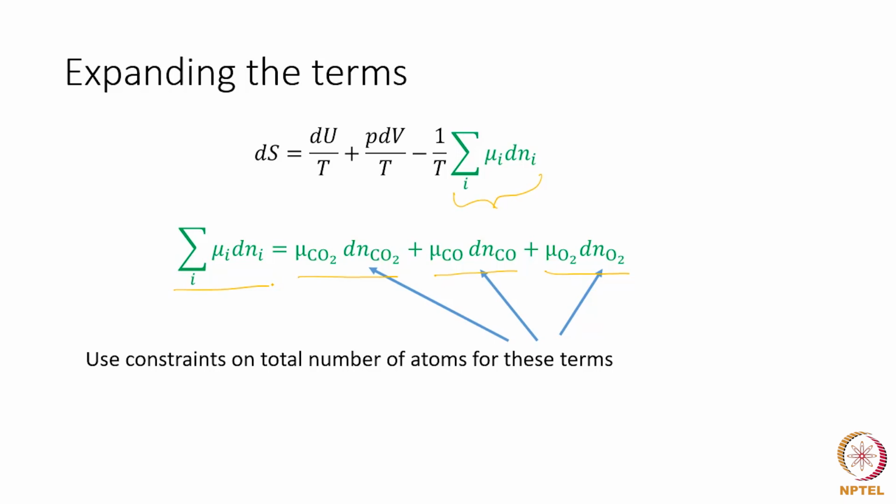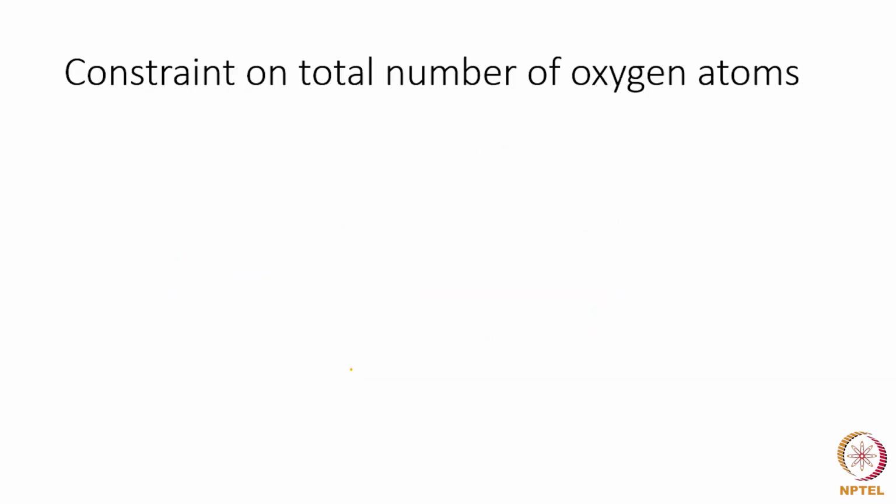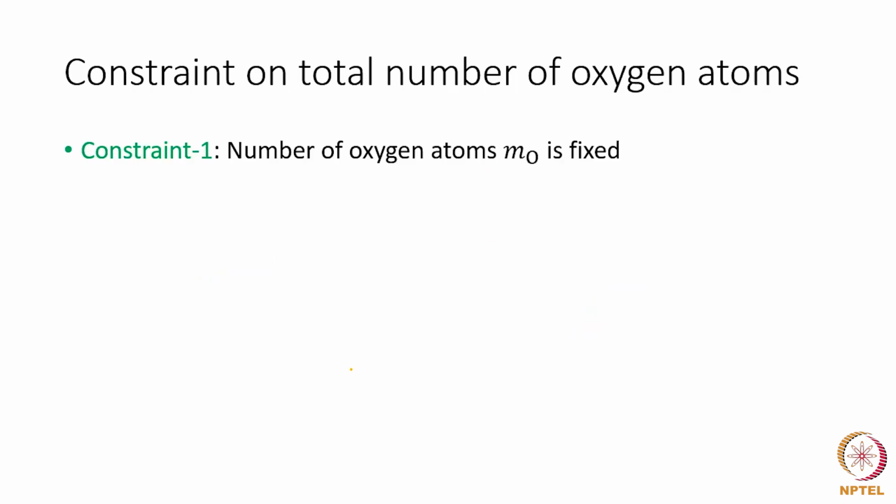How do we arrive at these quantities? We can arrive at these 3 quantities by using constraints on the total number of atoms. How is it done? We will see it in a moment. The constraint on the total number of oxygen atoms being constant is as follows. The number of oxygen atoms MO is fixed.